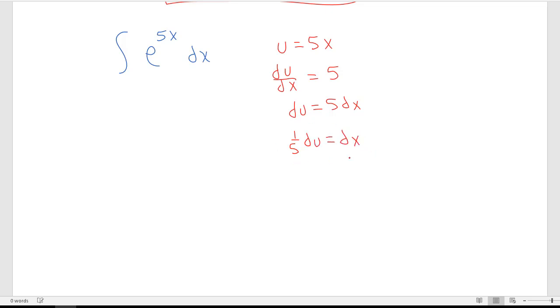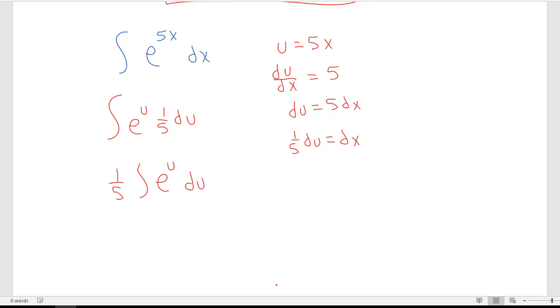And so I'm going to substitute that expression. My u is 5x, so I have e to the u, and my dx is 1/5 du. And so there's my simplified integral. I'm going to pull the constant outside.